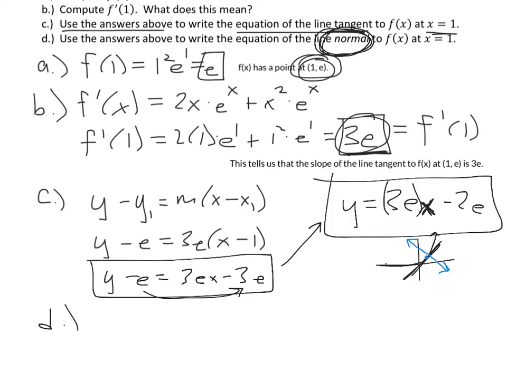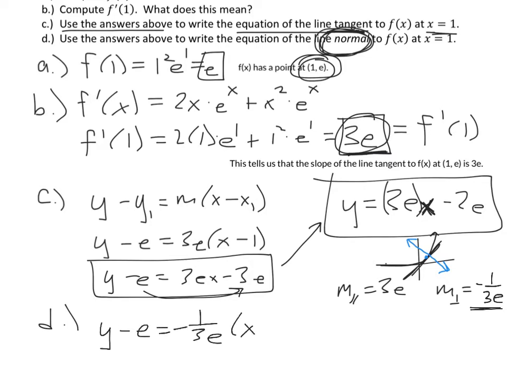The only difference here is that I need to take that slope. My slope parallel was 3e. That means that my perpendicular slope will be the opposite reciprocal, negative 1 over 3e. So then I just need to take this perpendicular slope and write the equation of the normal line. So y minus e equals negative 1 over 3e times x minus 1. And again, this is acceptable. We really don't need to go any further than that.